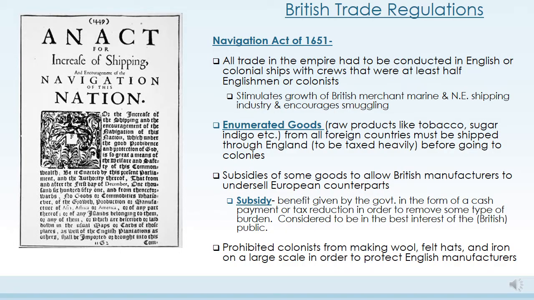The last thing that the Navigation Act did is that it prohibited colonists from making wool, felt hats, and iron on a large scale, and they did this because they wanted the colonists to only be harvesting raw materials, and they wanted the British to be the ones who made the final manufactured product, and so they were in essence protecting English manufacturers. But on the other hand, slowly, these trade regulations, once they step up and increase later on in the 1730s and 40s and 50s, are going to start to anger the colonists, who begin to question why they can't create their own manufactured items and why they can't also have economic success.